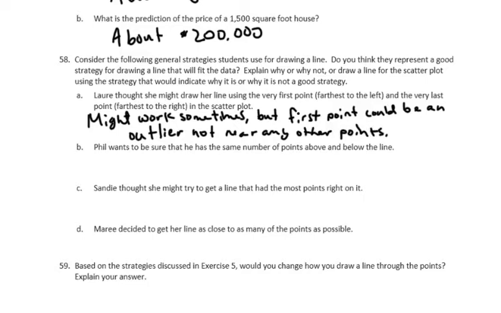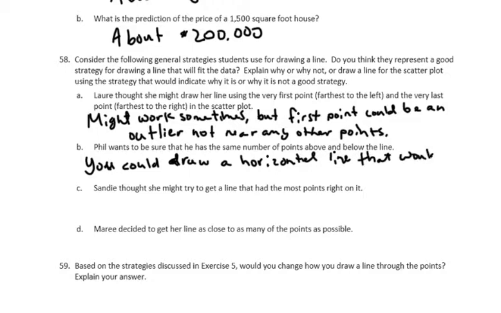Phil wants to be sure that he has the same number of points above and below the line, which is also not the best idea, because you could draw a horizontal line straight across. That would have half above and half below. And that would not show any trend either, positive or negative. So that's definitely not the best choice.